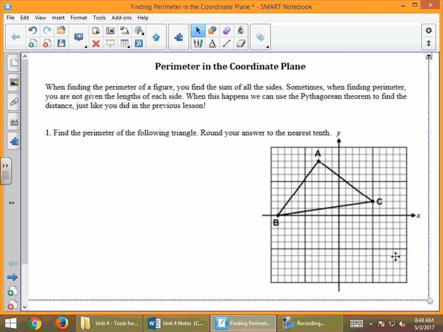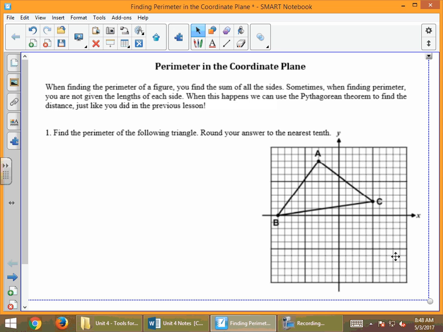In this lesson, we're going to talk about finding perimeter in the coordinate plane. And when finding the perimeter of a figure, you find the sum of all the sides. Sometimes when finding perimeter, you're not given the lengths of each side. When this happens, we can do exactly what we did in the last lesson, and use the Pythagorean theorem to find the distance.